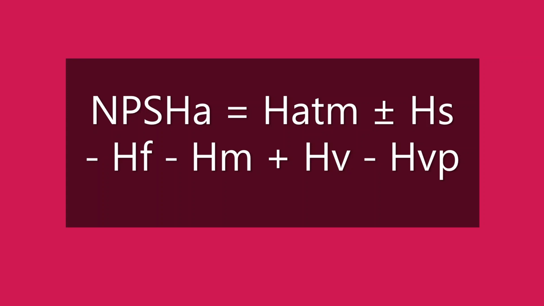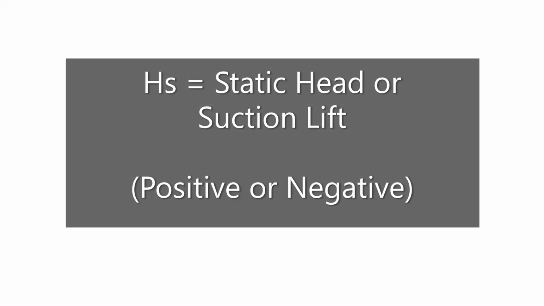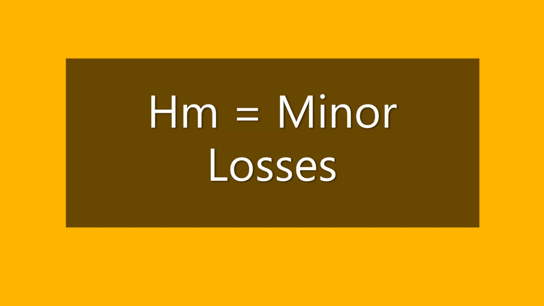NPSHa is equal to H atmospheric plus or minus Hs minus Hf minus Hm plus Hv minus Hvp, where H atmospheric is the absolute pressure on the surface of the liquid in the supply tank. Typically, atmospheric pressure but can be different for closed tanks. Hs is the static head between the surface of the liquid in the supply tank and the center line of the pump. It can be positive or negative. Hf is the friction losses in the suction piping. Hm is the minor losses in the pump suction piping.